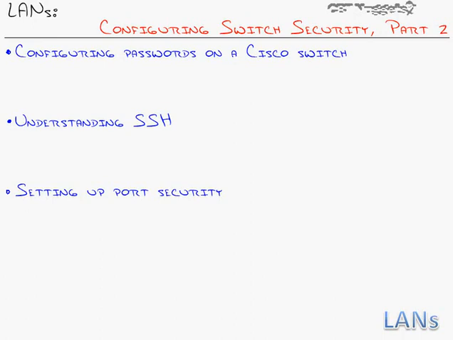Configuring switch security part 2. We are going to pick up right where we left off in part 1. In part 1, we walked through configuring the passwords on a Cisco switch, locking it down, and I guess we also set up SSH to secure our remote administration of these devices. Now the last thing I want to do, and what this video is focused on, is setting up port security. So let's get going.